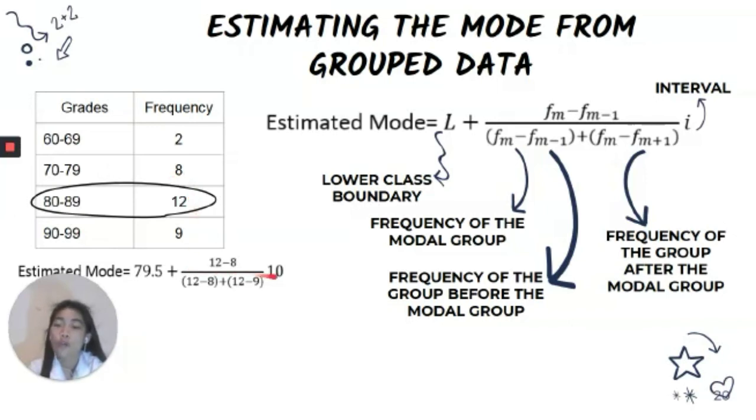So, 8 over the quantity of 12 minus 8 plus 12, the quantity of 12 minus 9. Saan natin nakuha yung 9? Yung 9, ito yung frequency of the group after the modal group. Ito, times the interval. So, let's compute: 79.5 plus 12 minus 8 over the quantity of 12 minus 8 plus the quantity of 12 minus 9 is equal to 4 over 7 times 10. So, the answer is 85.7142, 85.71.